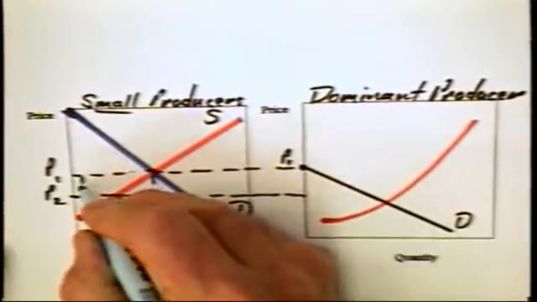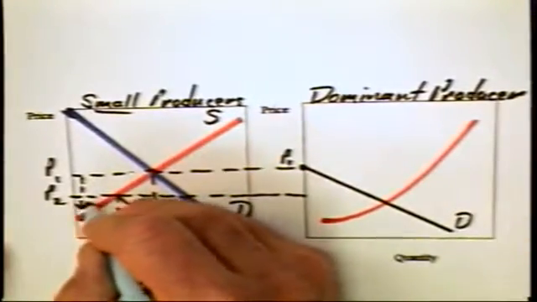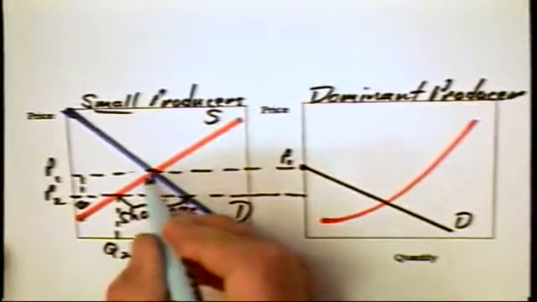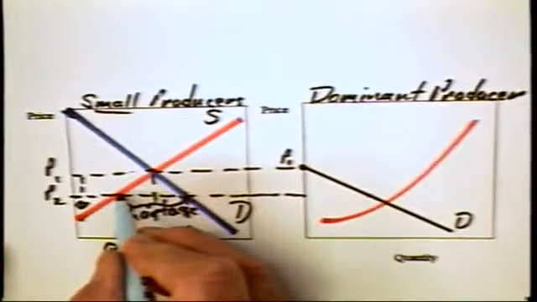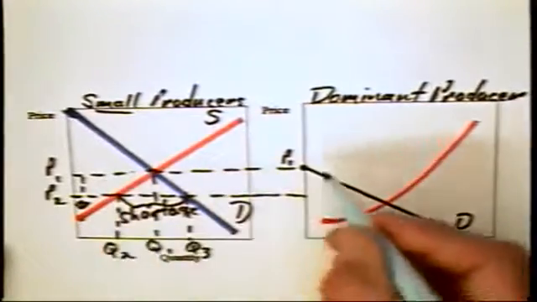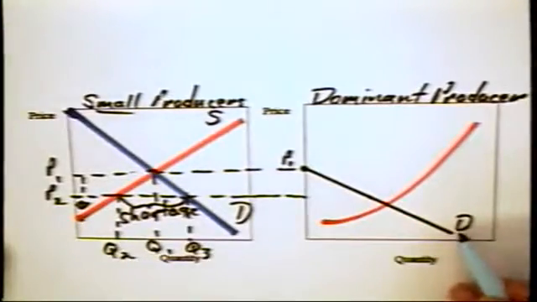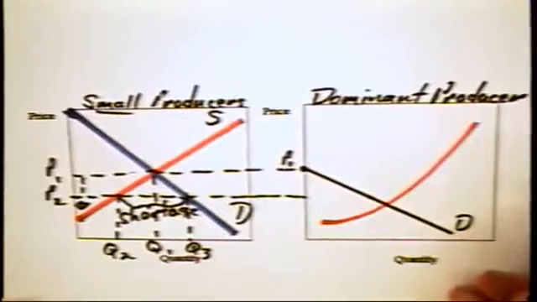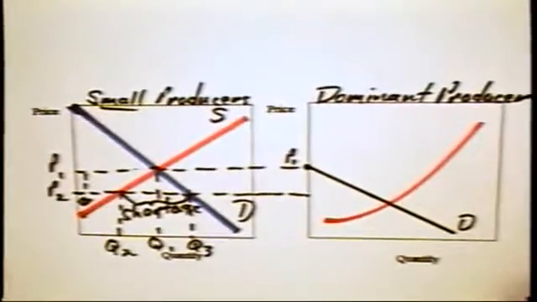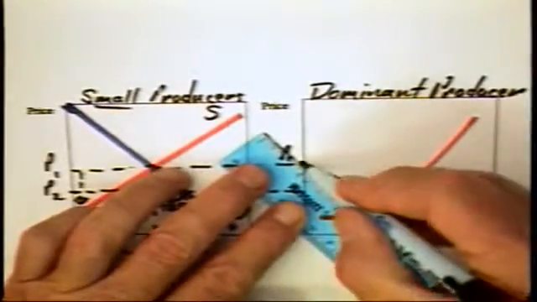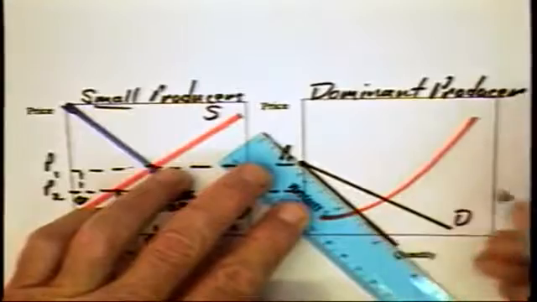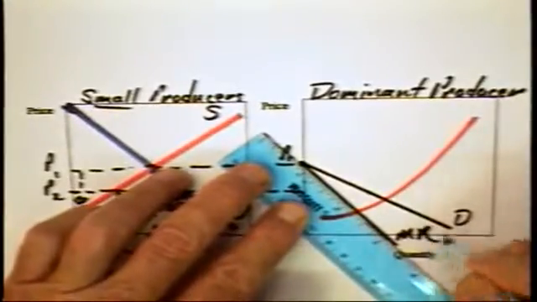That is, as the price comes down, the gap between the quantity being demanded in the market and the quantity being supplied by the smaller producers grows. That means the quantity demanded from the dominant producer expands. The dominant producer faces a downward sloping demand curve as a consequence, and as a result of that, it will have a marginal revenue curve that looks like this.